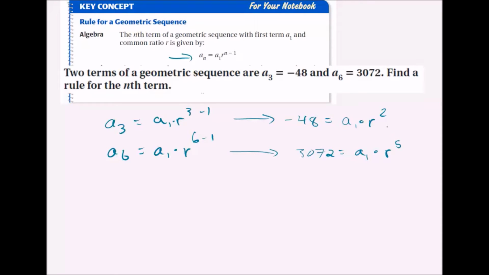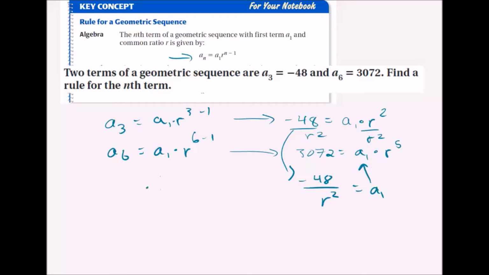Now we need to solve this system of equations. The way to do this with exponents is going to be using substitution. We're going to solve for a sub 1 and then plug that into the other one. So let's do that for this one. We divide by r squared on both sides, so we have a sub 1 equals negative 48 over r squared. And we're going to plug that in for a sub 1 in the second equation.